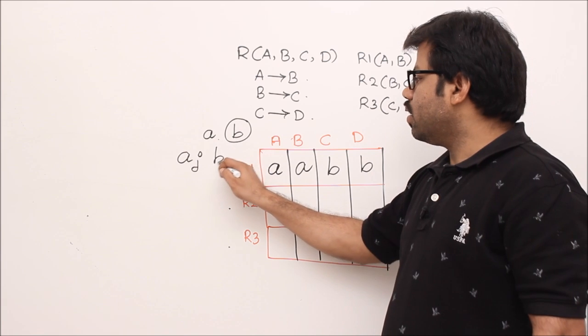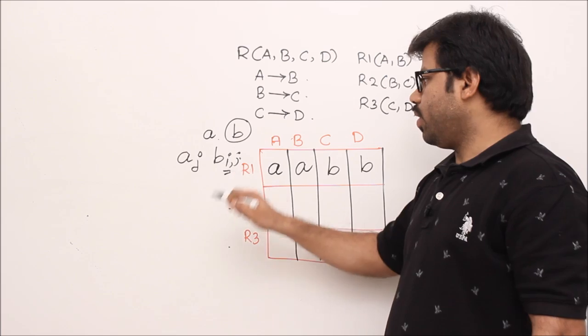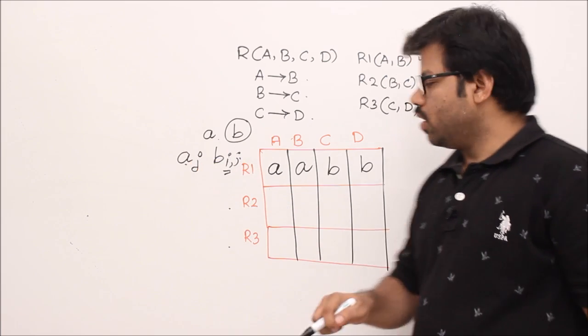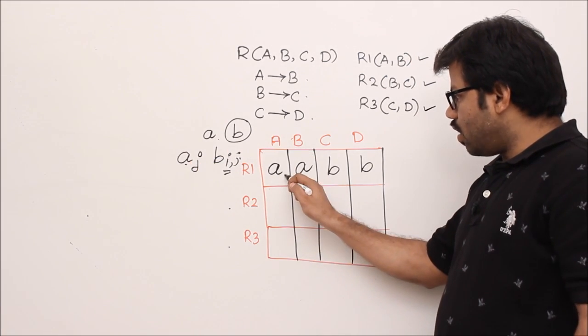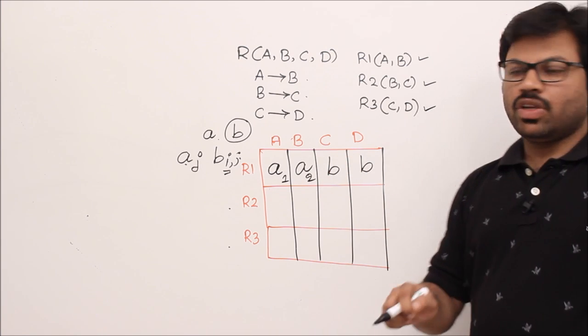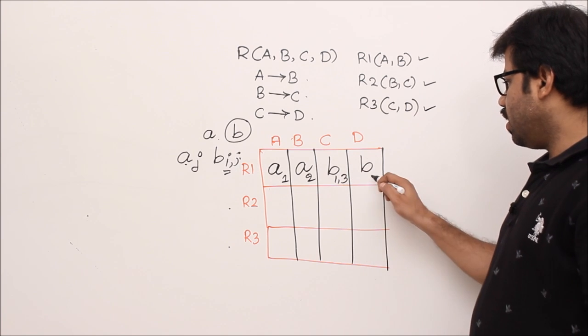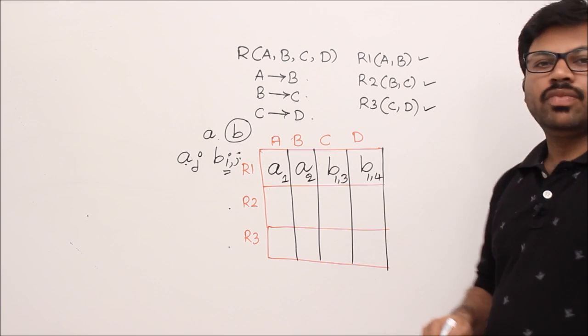Now B goes with the ith row, jth column. That means B will contain row number and column number, while A will contain only the column number. So here it is the first column, right? Then we write A1. This A is in the second column, then we write A2. So here it is first row, third column. That's why we write B13. Here it is first row, fourth column.